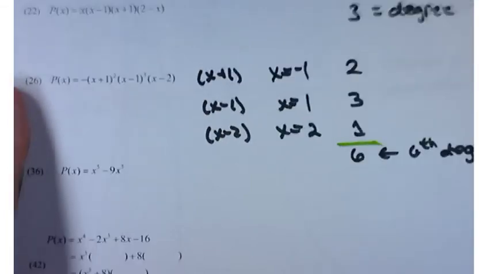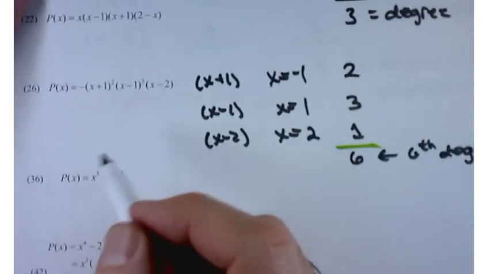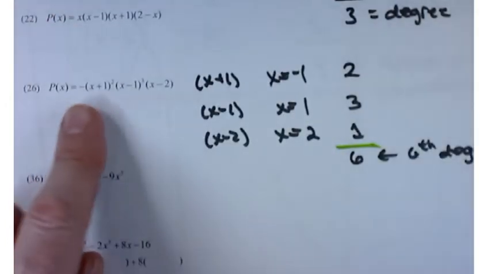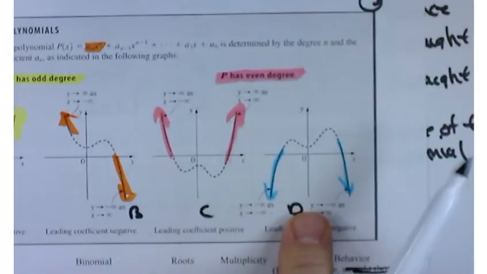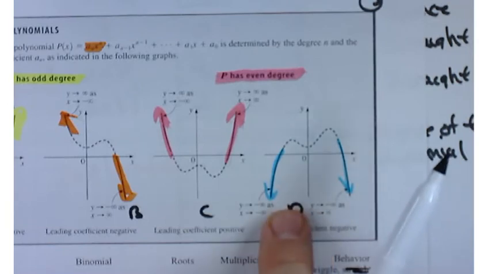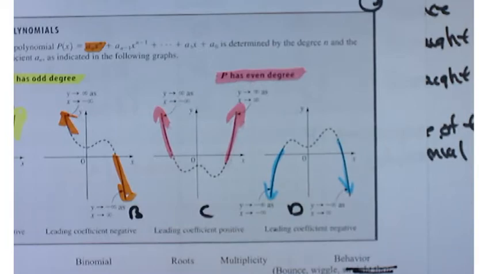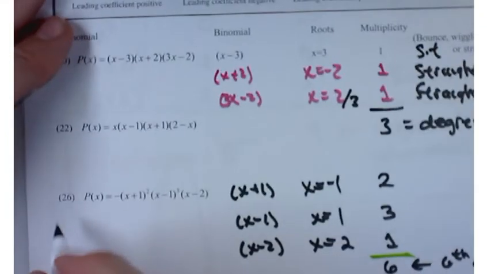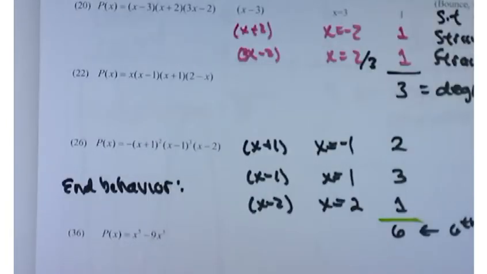Now if it's a 6th degree polynomial, what type of behavior is it going to have in terms of its end behavior? So it's going to be D for the end behavior, right? It's going to be this one. They're both going to go down like this. That's at least what we expect. So end behavior would be D.